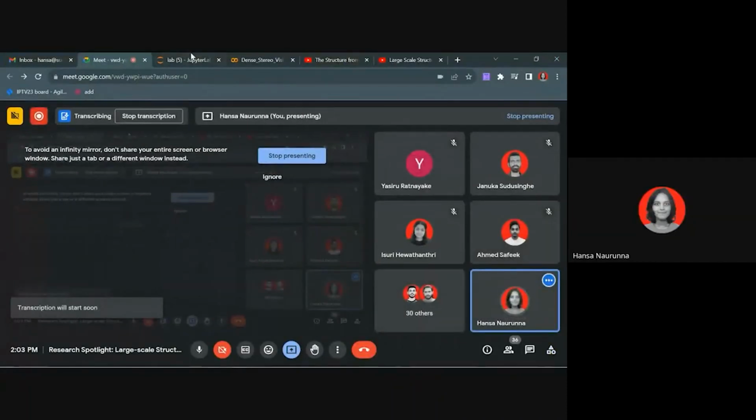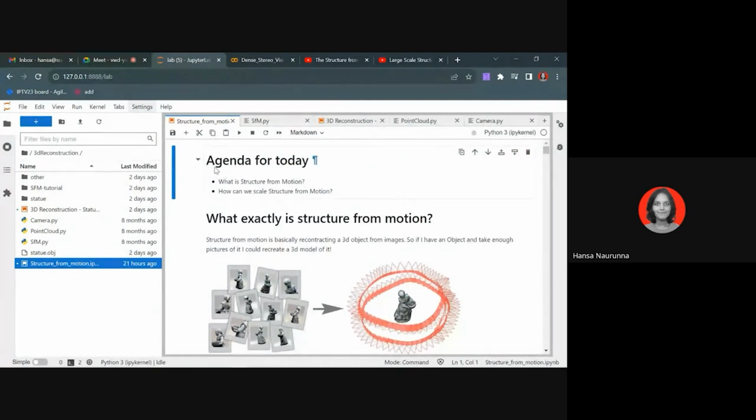Okay, great. So the agenda for today is basically: what is structure from motion, and how can we scale structure from motion?